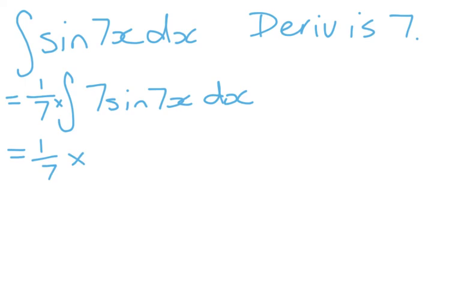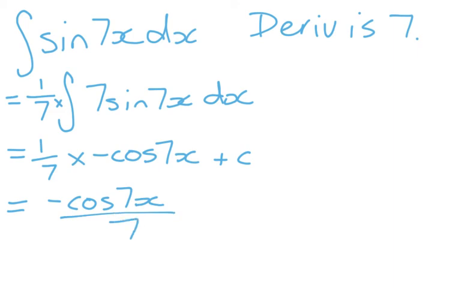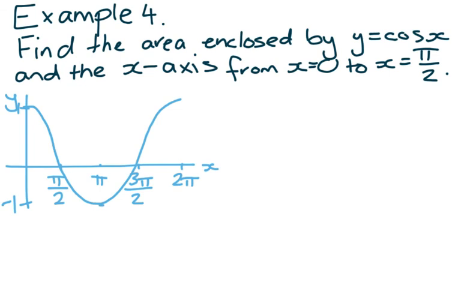So the integral of sine is negative cosine. So we have negative cosine of 7x. So we've got 1/7 times negative cosine of 7x plus c. So then we just end up with negative cosine of 7x over 7 plus c. So the first thing with that example was recognizing the trig identity.